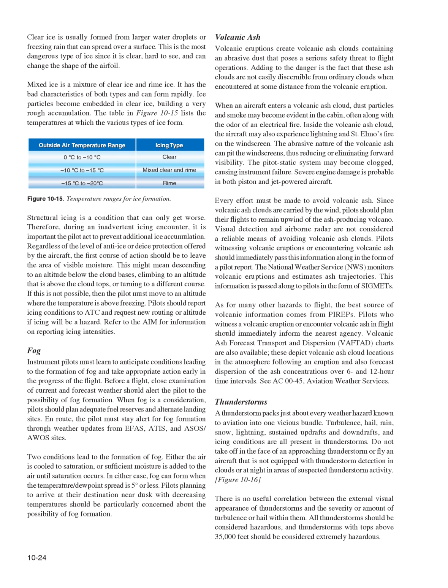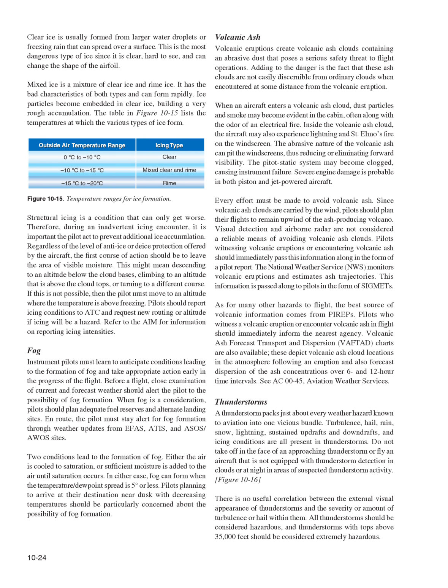Volcanic ash. Volcanic eruptions create volcanic ash clouds containing an abrasive dust that poses a serious safety threat to flight operations. Adding to the danger is the fact that these ash clouds are not easily discernible from ordinary clouds when encountered at some distance from the volcanic eruption. When an aircraft enters a volcanic ash cloud, dust particles and smoke may become evident in the cabin, often along with the odor of an electrical fire.